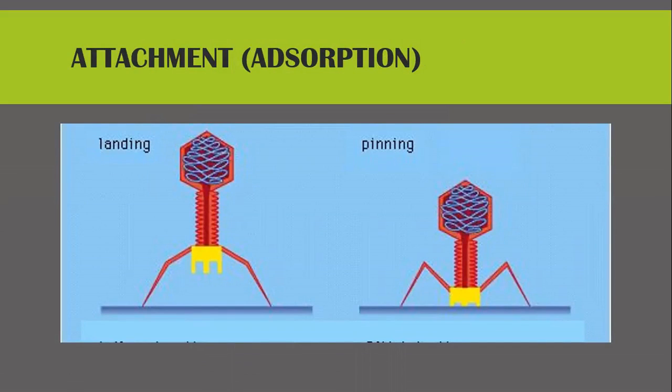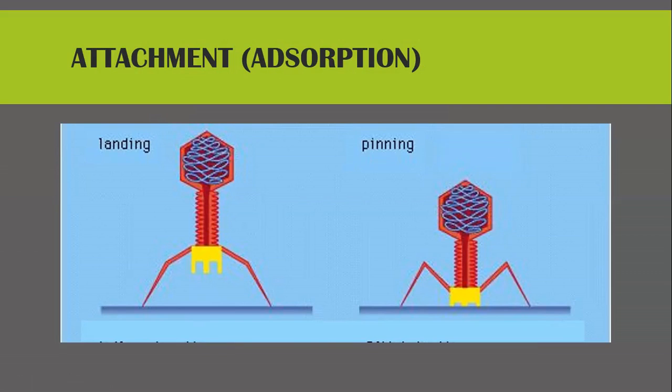First, attachment or adsorption. The T4 phage comes in contact with the surface of E. coli and initiates an infection. It recognizes the surface receptors on the cells by means of its tail fibers, and it attaches to the surface. It just comes and sits on the surface. This is known as landing.